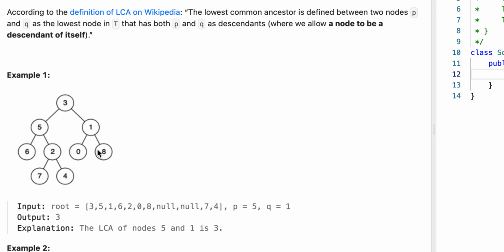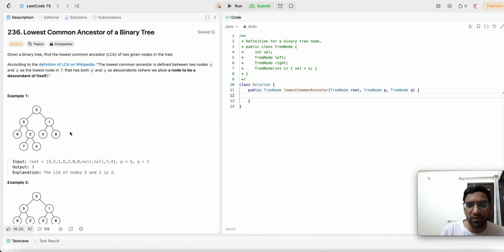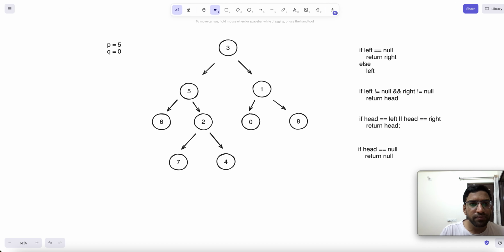For 5 and 8, the answer will be 3. And similarly for 6 and 4, the answer will be 5, because 5 is connecting both 6 and 4. So I hope you got the problem statement. Now let's discuss how we can solve this problem statement.